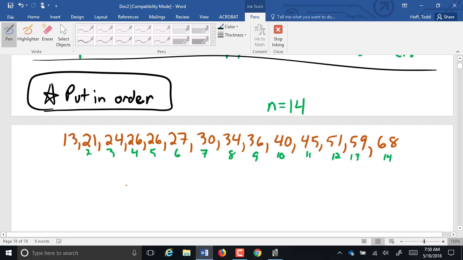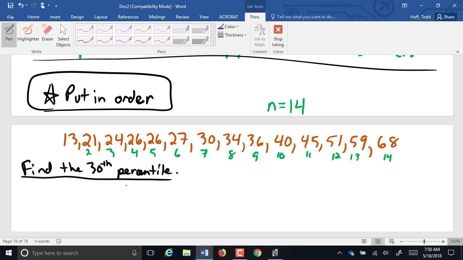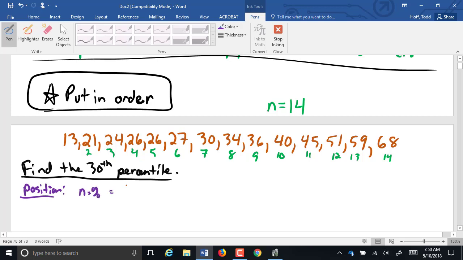Let's say I'm asked to find the 30th percentile. Just like with the median, my first step is to put them in order. Already done that. And also, just like with the median, my second step is to find the position. So my position is going to be n times the percentile. So in this case, that's going to be 14 times 0.30. Where'd 0.30 come from? 30th percentile. Now we get 4.2 here.